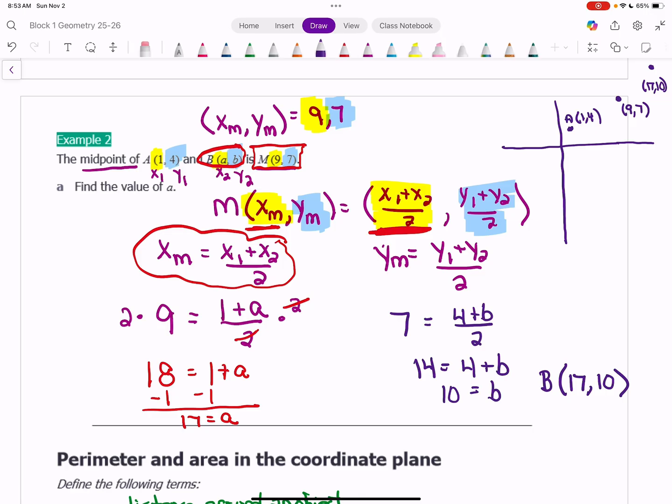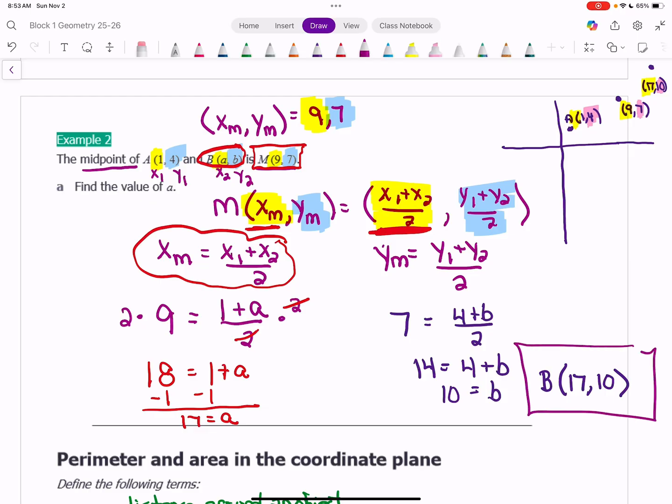Because if you checked it, 1 plus 17 divided by 2 is 9, and 4 plus 10 divided by 2 is 7. So you can always check it by sketching it out when you're done and seeing what happens. But the coordinate that was missing that we solved for was this.